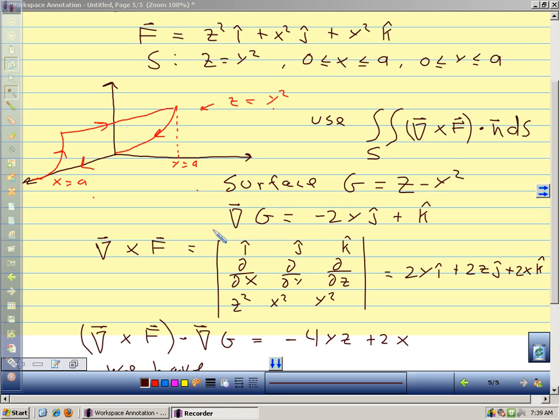And for the one where it's going down on the tablet, would it be y equals z, or z equals y squared? Right, and you could go from y equals a to 0. Yeah, so you kind of go backwards on that one, and that would work.